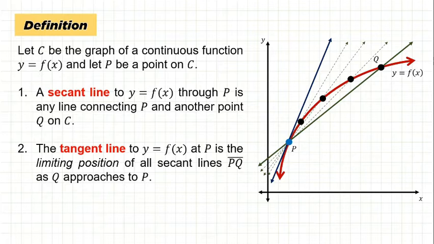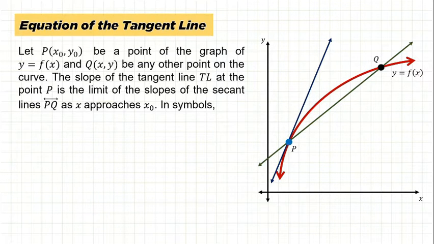Now, how are we going to know the equation of this tangent line? To answer that one, let's consider this. Let P with coordinates x sub o, y sub o be a point of the graph of y equal to f of x, and Q with coordinates x, y be any other point on the curve. So therefore, point P here has the coordinates x sub o, y sub o. So since x sub o, y sub o yung ating coordinates, dito sa x-axis natin, this will be x sub o. And sa y-axis natin, we have y sub o. Tama? And since Q has the coordinates x, y, so dito sa baba will be x. And dito sa taas will be y. Okay? So there.